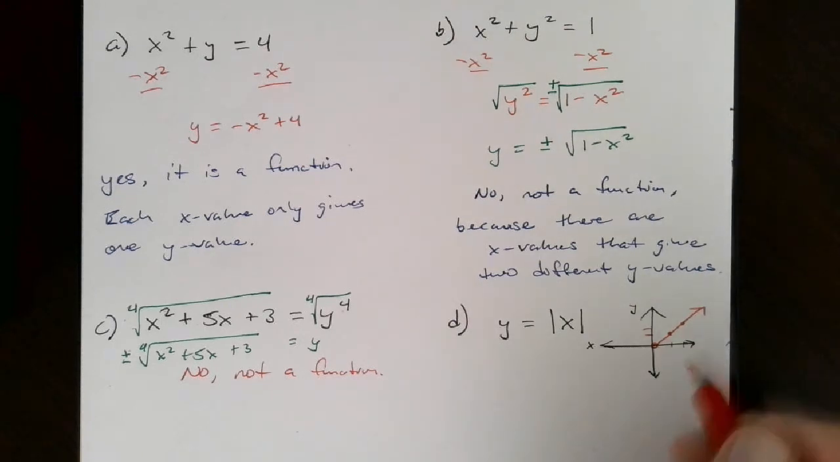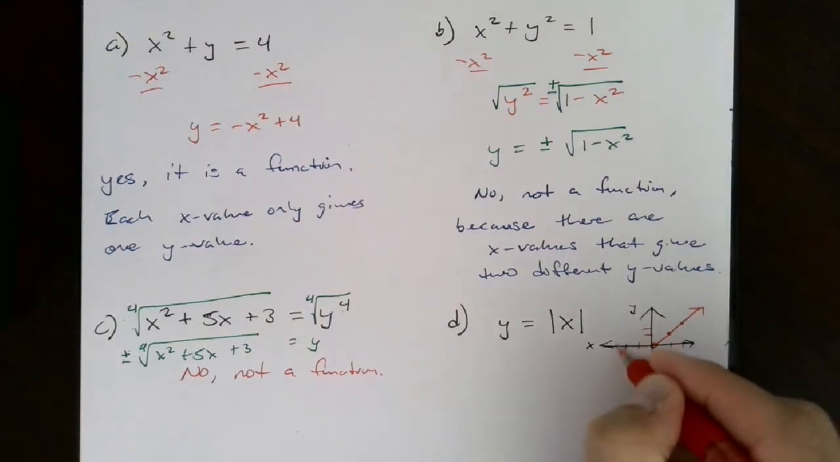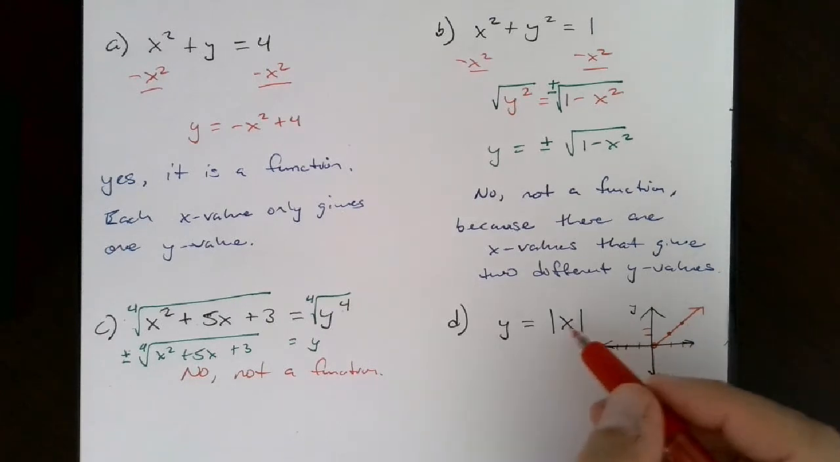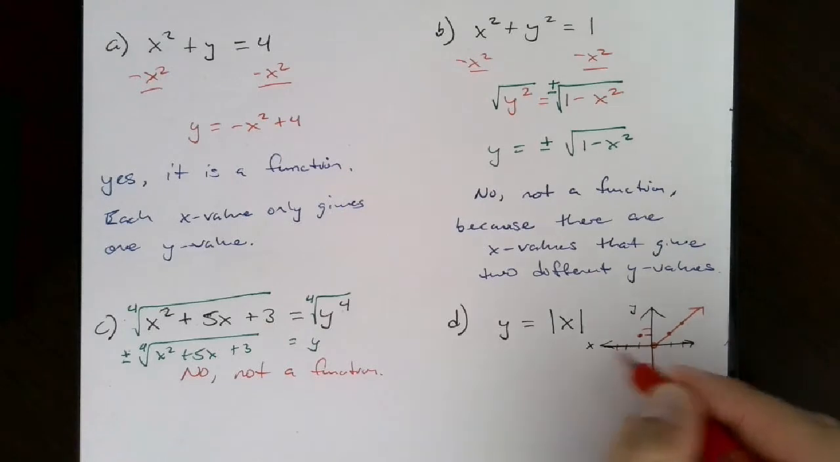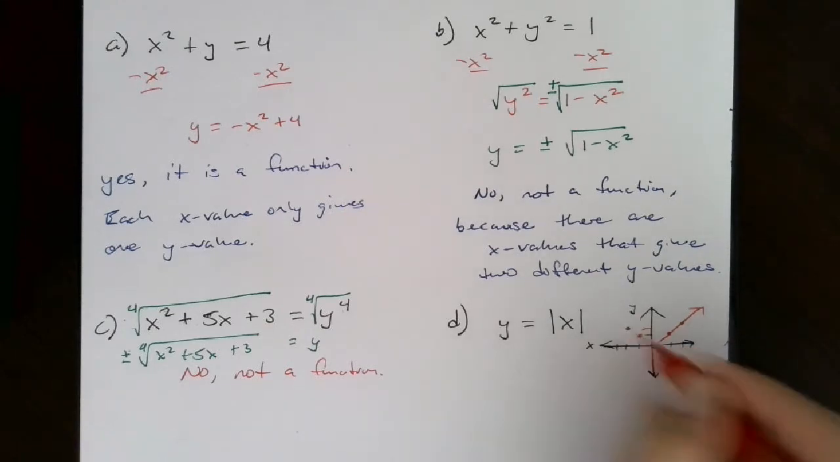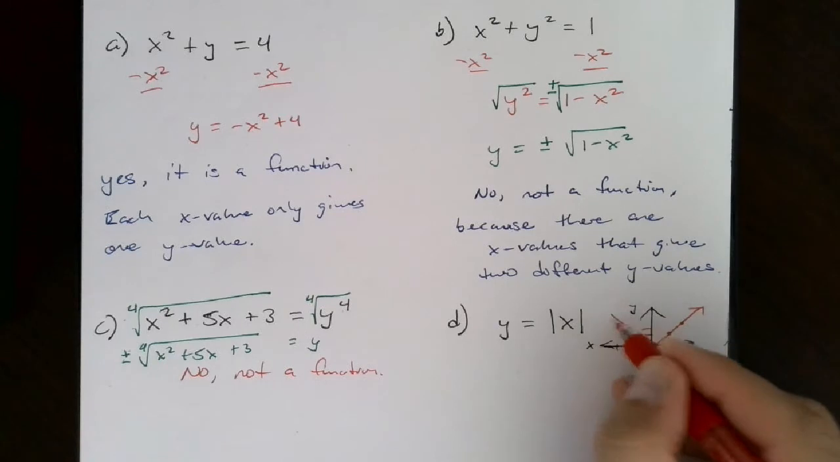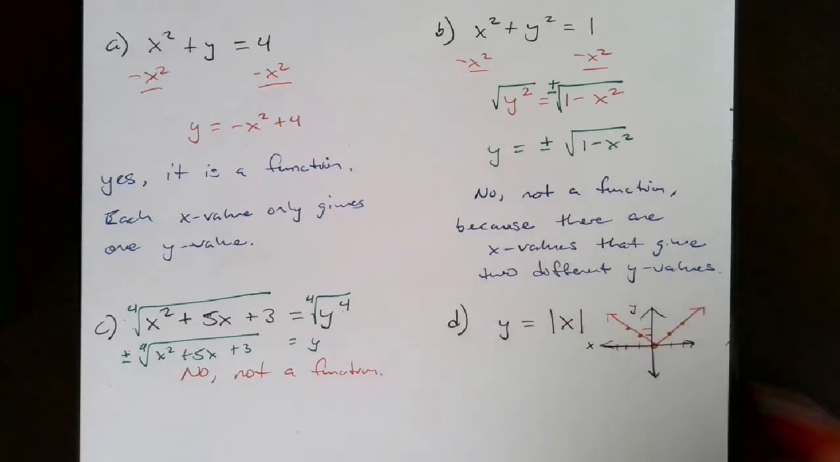Now on the negative side, let's say x was negative 1. The absolute value of negative 1 would be positive 1. So you'd be at the point negative 1, positive 1. The absolute value of negative 2 would be positive 2. So you'd be here, and so on. The absolute value of negative 3 would be positive 3. So the shape of the absolute value function is a V.